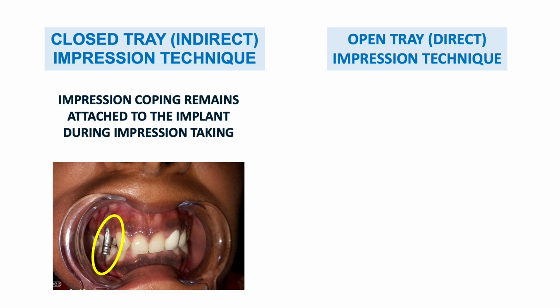As you can see in the video, this is the closed tray impression coping, which remains attached to the patient's mouth after removal of the impression. Then we remove the impression coping from the patient's mouth, transfer it to the impression and pour the cast. And why is this called indirect technique? Because we are not picking the coping along with the impression. We have to reinsert the coping after removal of the impression. That is why it is called indirect technique.